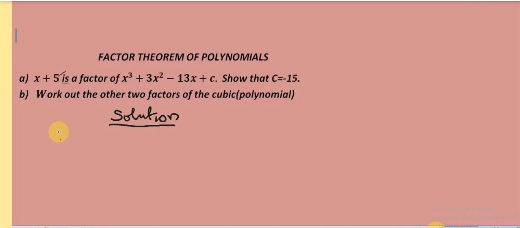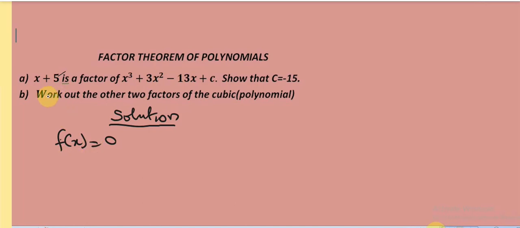So for us to do that, I'm going to apply the factor theorem. The factor theorem says the function of x is equal to 0. Meaning that if x plus 5 is a factor of this polynomial expression, it's supposed to be equal to 0. That's what the factor theorem is all about. When you equate this to 0, we should be able to find the constant, that is c, of this polynomial expression.